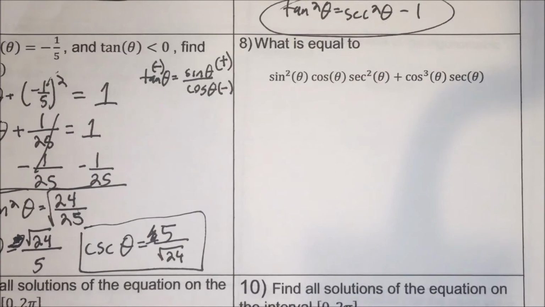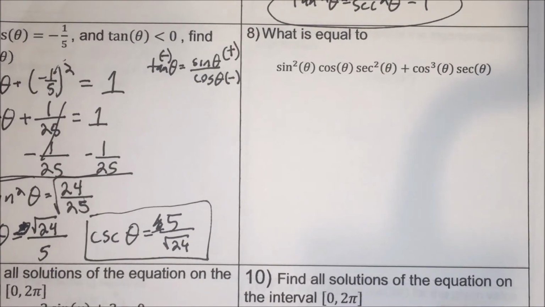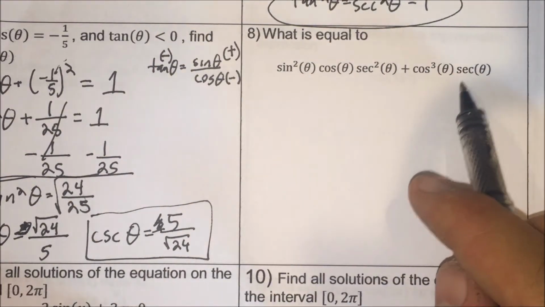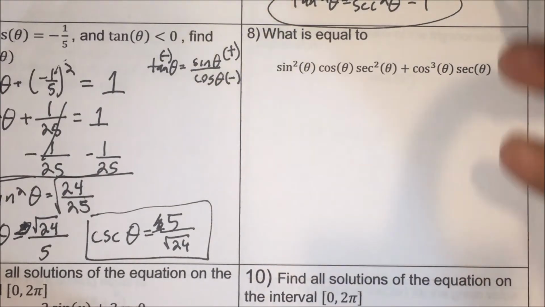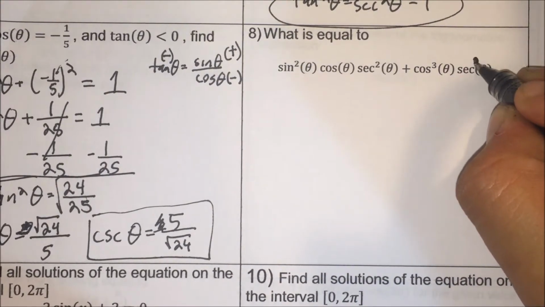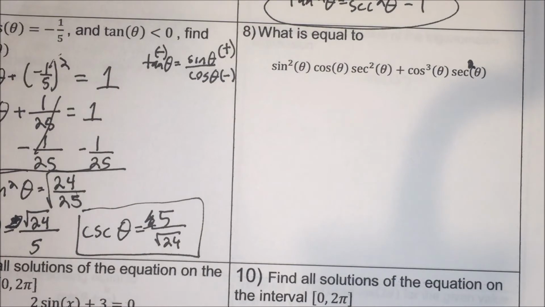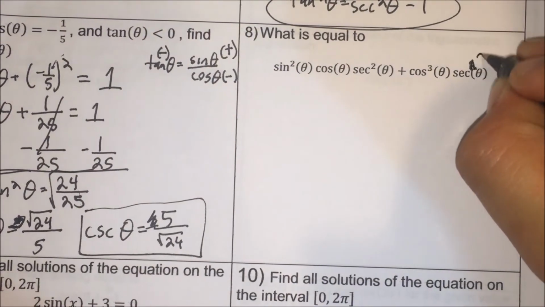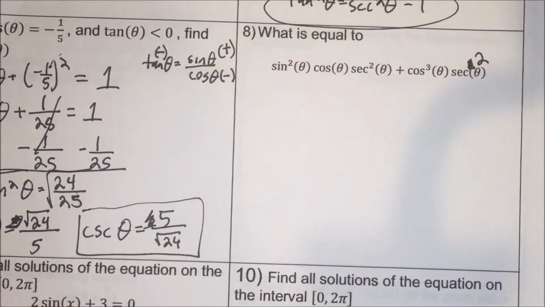Alright, let's look at number 8. So we're asked, what is equal to sine squared times cosine times secant squared plus cosine cubed, with a 3 there, times secant squared? Now, unfortunately, I kind of flubbed on this problem, so go ahead and put a little exponent with a 2 on secant if you could. So what do we notice? I didn't write that clearly. There's a 2 exponent on that.